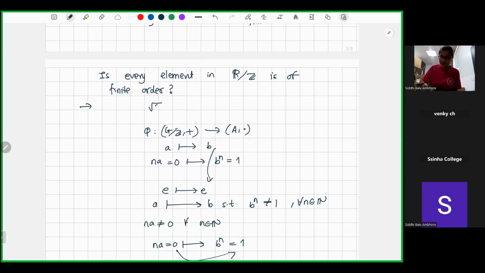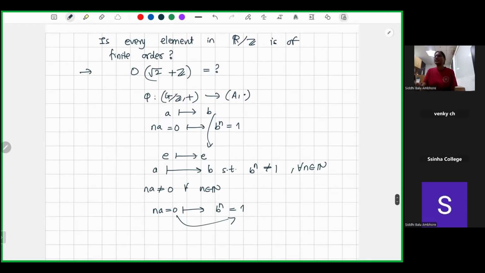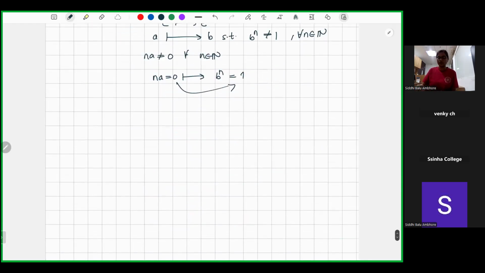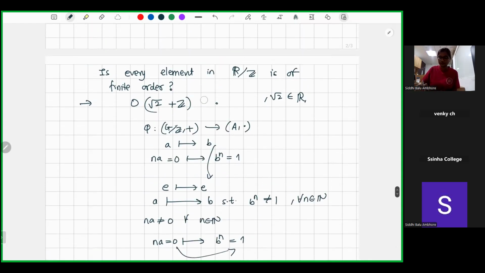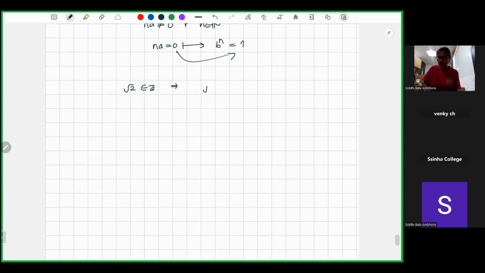Let me give you this element, root 2 plus Z. Does this have finite order? What is the order of this? This element belongs to R quotient Z, right? Root 2 belongs to R, so root 2 plus Z belongs to R quotient by Z. And what is the order of this element?